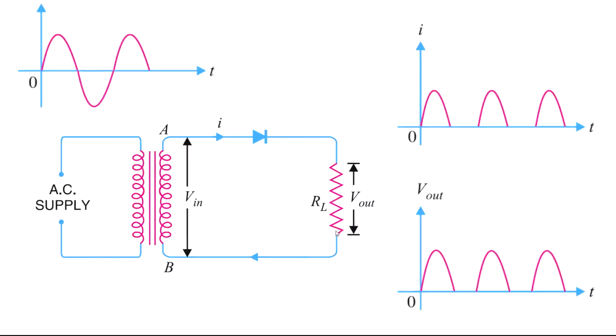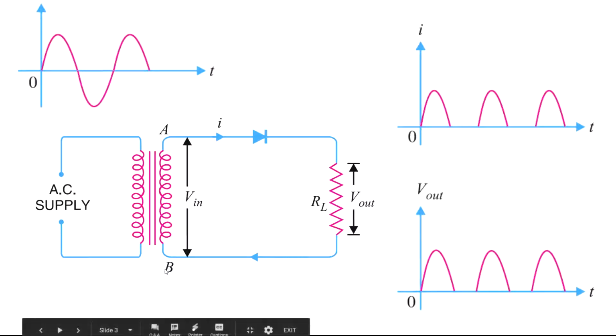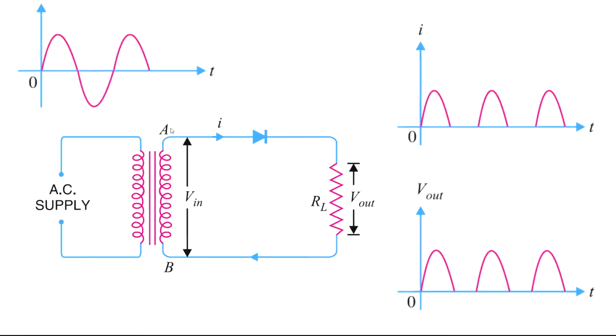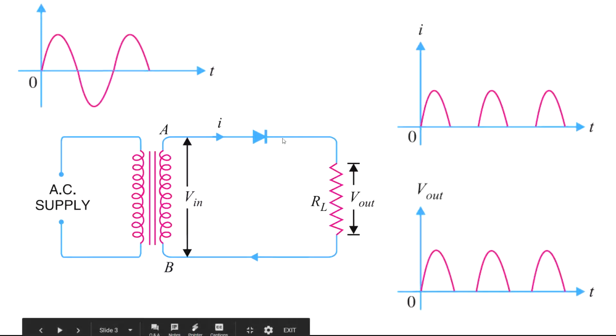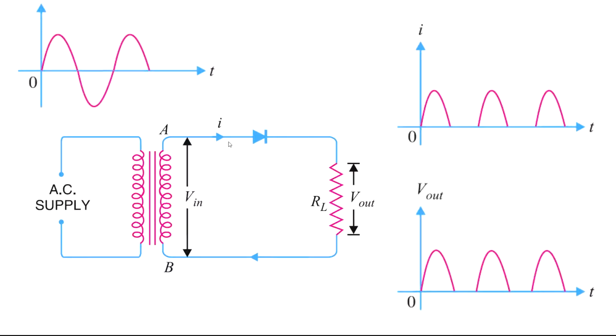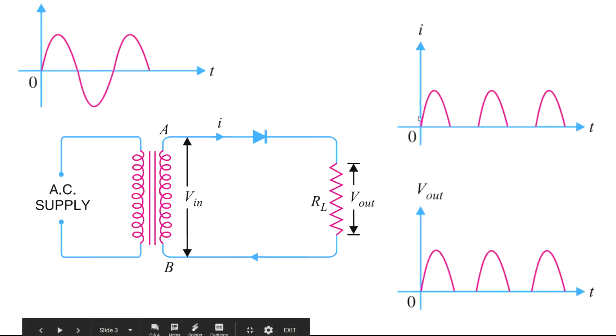During the negative half cycle, B is more positive than A. In that case, the cathode is more positive than the anode. That means the diode is in reverse biased condition, and the switch is in open condition. So this is the output current and voltage waveform. You can observe it here.